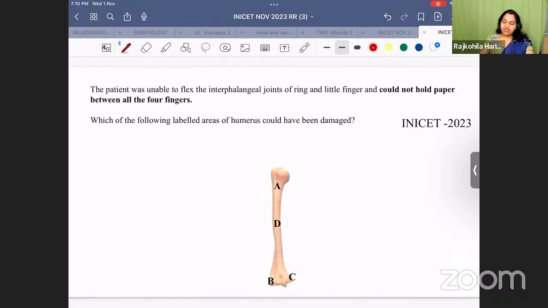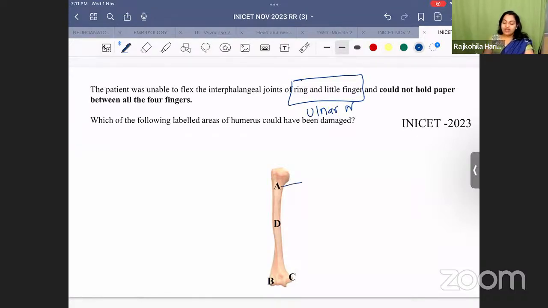Now, coming to this, upper limb peripheral nerve injuries are very important, right? So what you see here is a picture of the humerus with A, B, C, D. They have given patient unable to flex the interphalangeal joint of the ring finger, little finger. That even clinches the diagnosis towards ulnar nerve. If it is middle finger and index finger, it's the median nerve. Some different nerves are there, right?